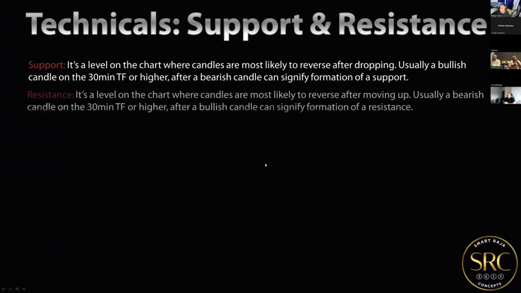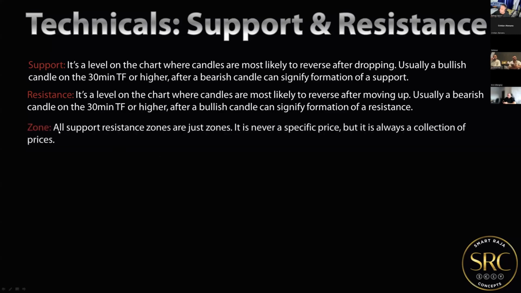That's absolutely true. A resistance is a level on a chart where candles are most likely to reverse after moving up. We've talked about this as well. Resistance is formed when you have a bearish candle forming after a bullish candle, right? All support resistance zones are just zones. It's never a specific price.